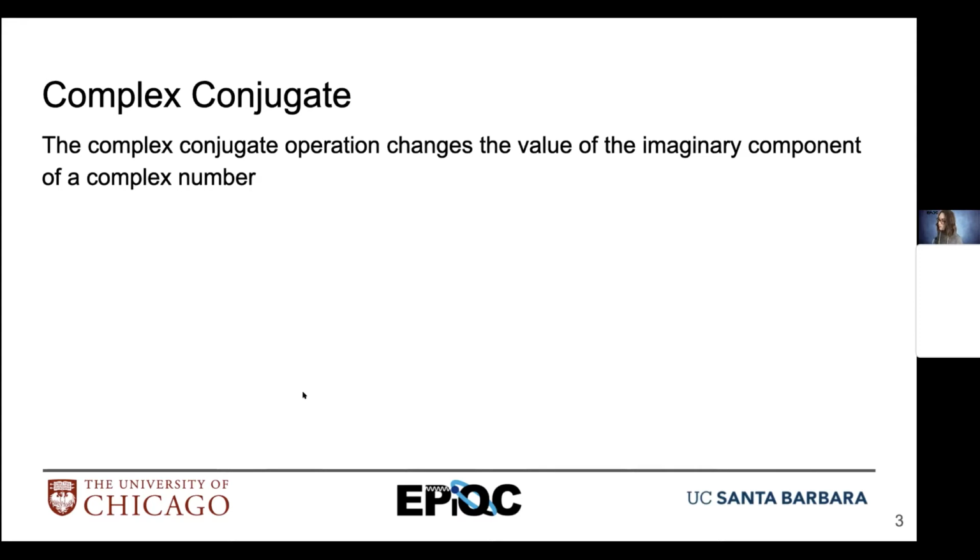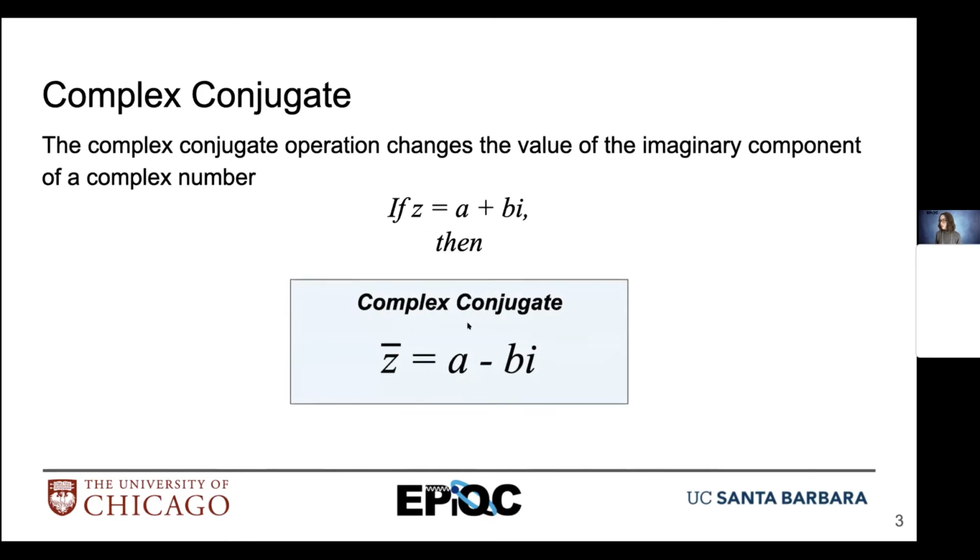So complex conjugate is an operation that changes the value of the imaginary component of a complex number. So if we have z is equal to a plus bi, then we're going to define our complex conjugate as a minus bi. So all these things are going to work together to create operations for us, and these operations will help us confirm that an operation is reversible. It'll help us confirm that we can convert between a ket notation and a bra notation. So we're just going to introduce the operations, and then we'll see how they work together to help us transform quantum information.